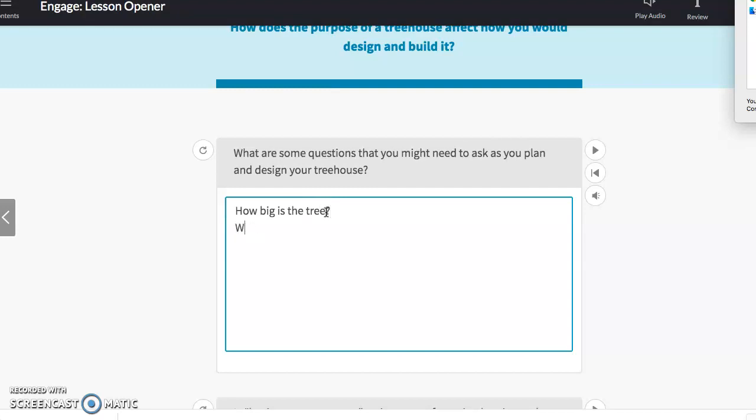What materials can I use? How many people will go in the tree? How high up will the tree house be? Yeah, that's pretty good.